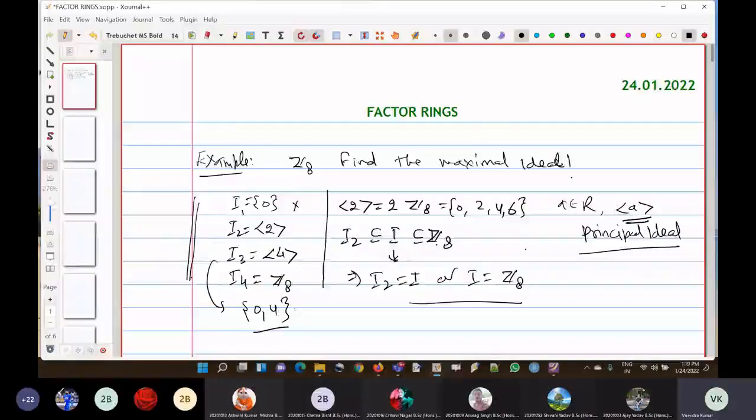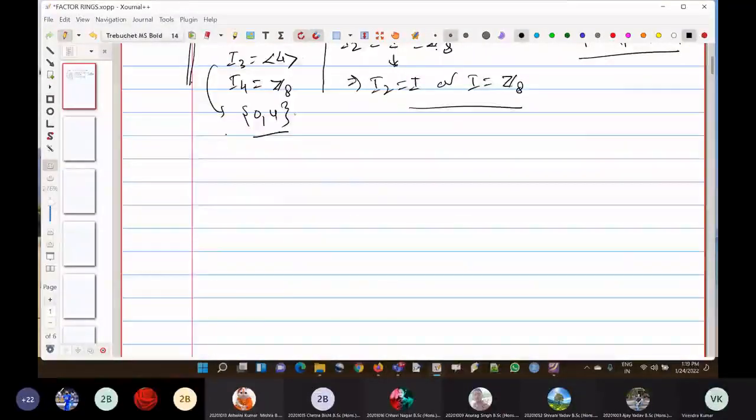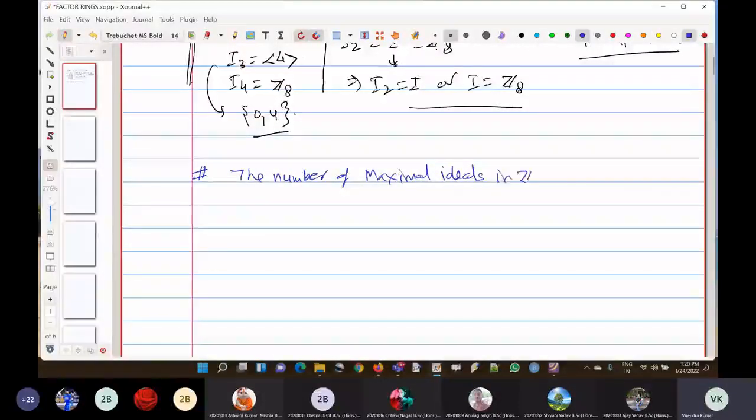Fine. So now the question is, can we have some idea about the number of maximal ideals? There is one formula for the number of maximal ideals in Zn.